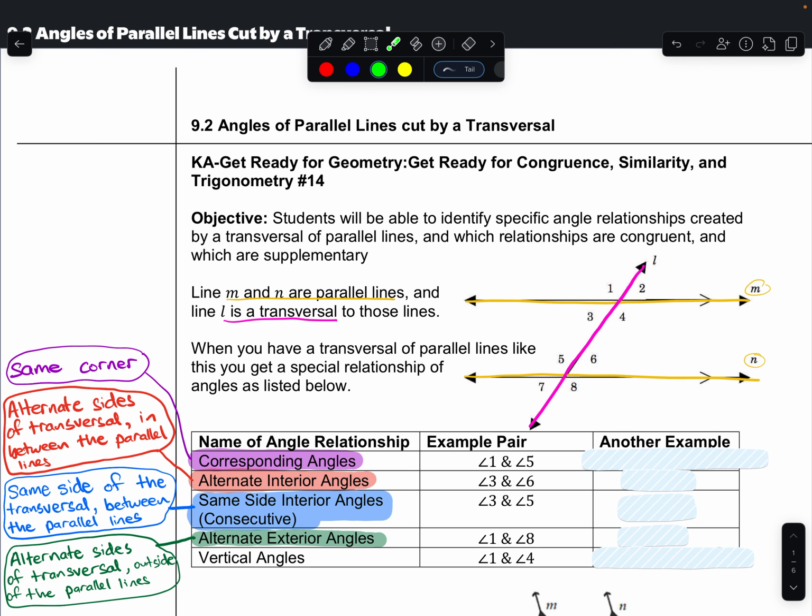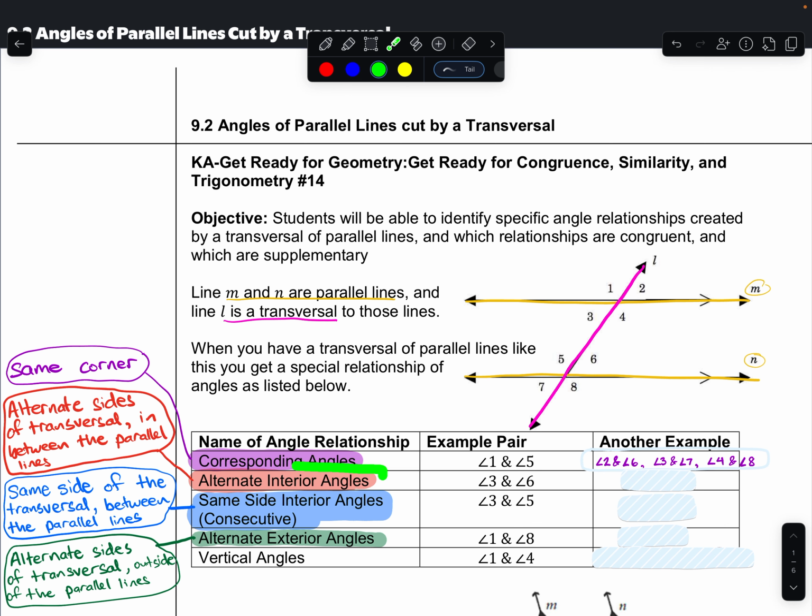Pause the video if you need to, but I'd like you to fill in other pairs of corresponding angles. Come up with as many as you can, and then come back and check your work. Hopefully, you found 3 pairs of angles. Angle 2 and 6 are corresponding because they're both in the upper right corner of their respective intersections. Same with 3 and 7 are corresponding, and 4 and 8 are corresponding angles.